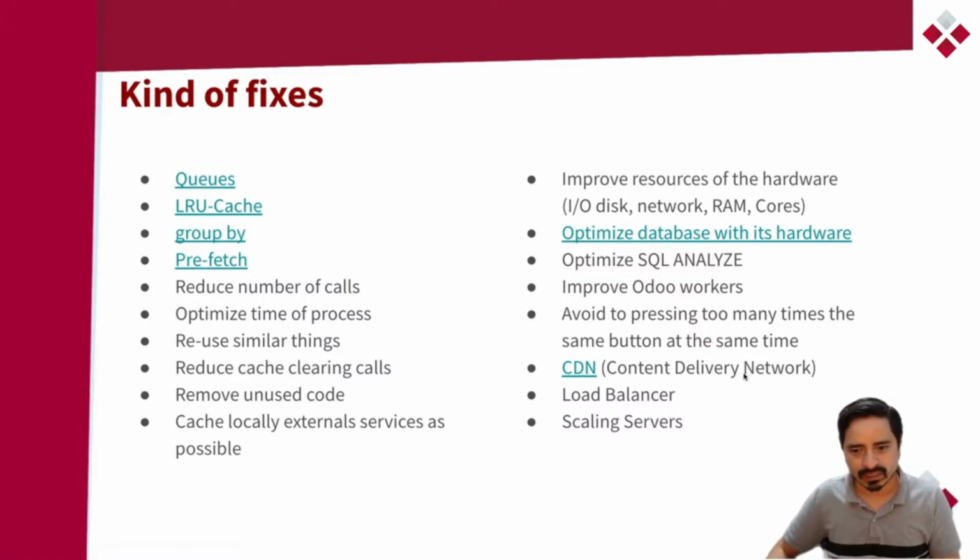Use a content delivery network; there is a tutorial on the Odoo page for using this one. It means if you have an image in your product, in your website, you don't need to compute it each time the page is retrieved. You can use these external servers to get that image from an external service. So it is faster. Use a load balancer like Nginx, scaling servers, horizontal or vertical, depending on how you are using them.